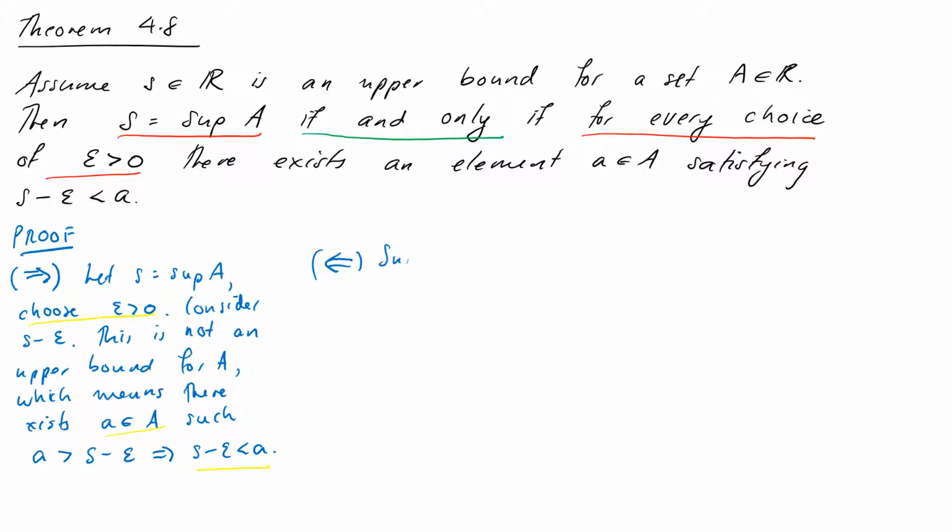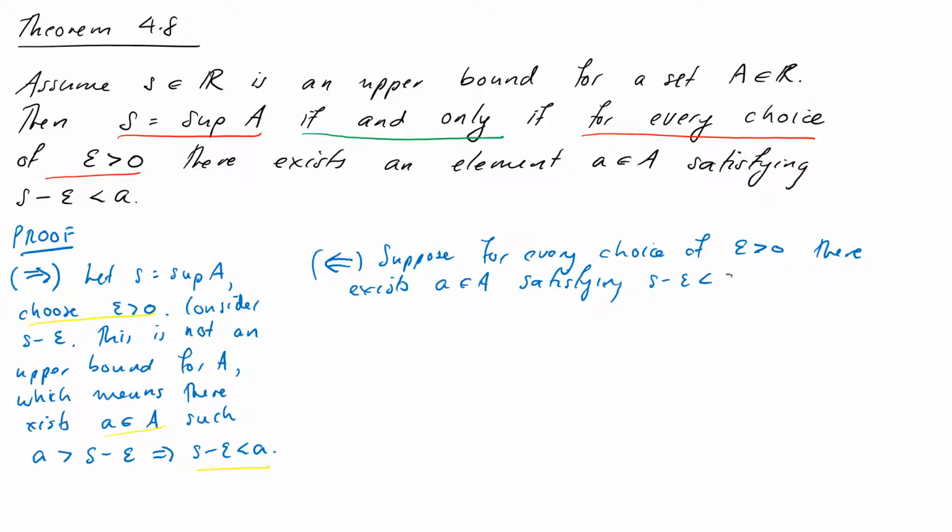So we're just going to suppose the statement following our if and only if. So suppose for every choice of epsilon, there exists an A satisfying S minus epsilon is less than A. Okay, we now have to show that S is the supremum, and this time we're going to do this by contradiction. So we're going to assume our hypothesis and the negation of our conclusion. So we'll assume that S is not the supremum and see what happens.